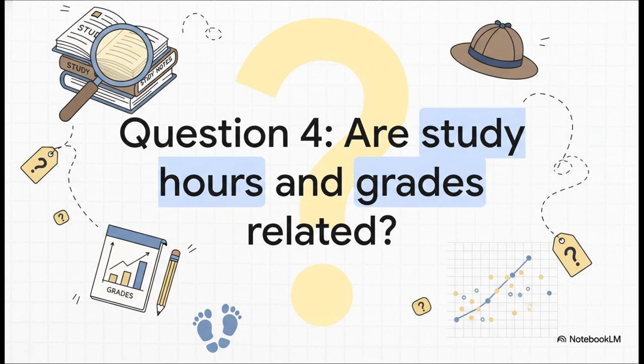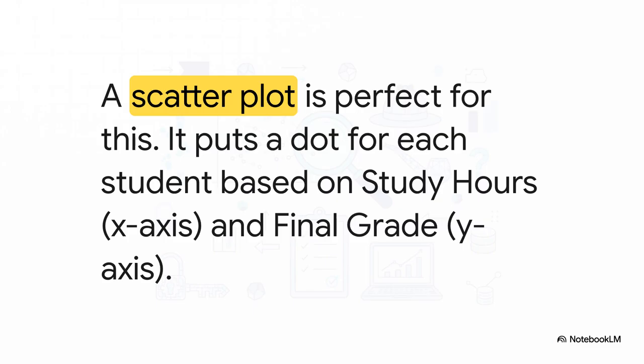We probably have a hunch that studying more leads to better grades, but a good detective never, ever assumes. We need to actually see the evidence. And the perfect tool for comparing two things like this is a scatter plot. What it does is simple. It plots every single student as a dot. Their study hours determine the horizontal position, and their final grade determines the vertical position.